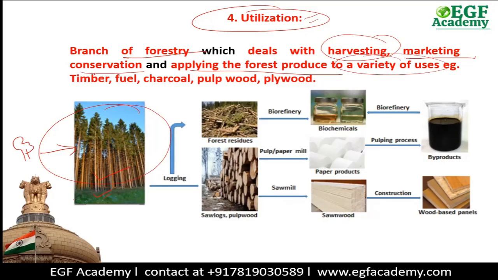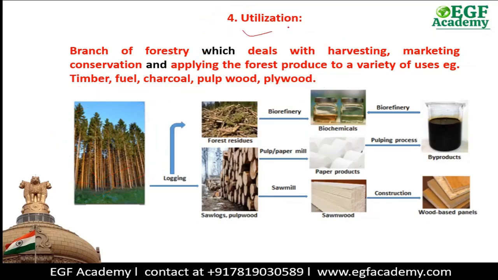First of all, we use the trees for timber. Timber is used in the wood-based industries. Then the plants are used for fuel and for charcoal. They are used for pulp wood, which is used in the paper industry. Then they are used for plywood. So we can use them for a variety of purposes. That is utilization. Where we will use these forest crops is also part of forestry.